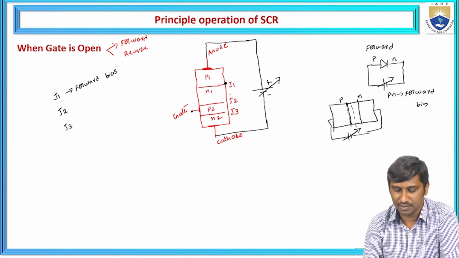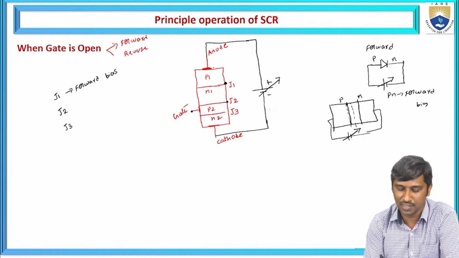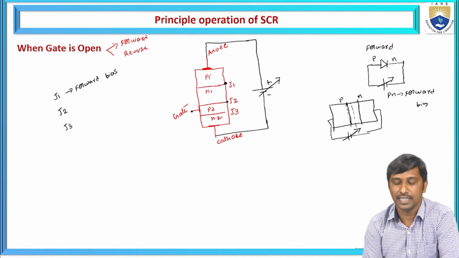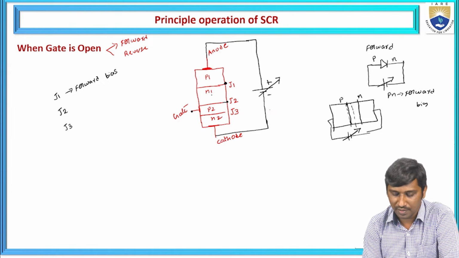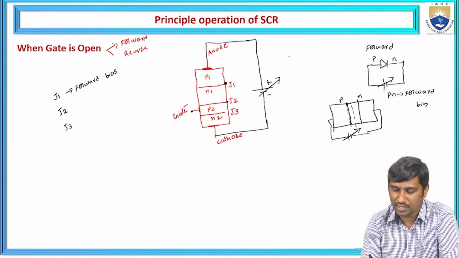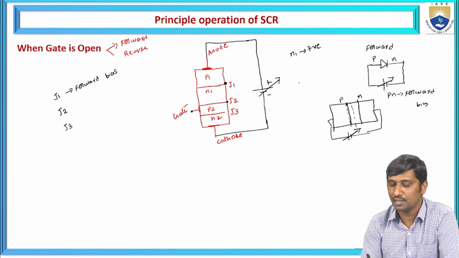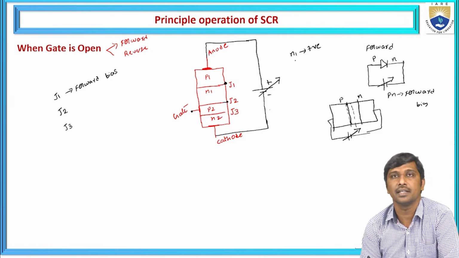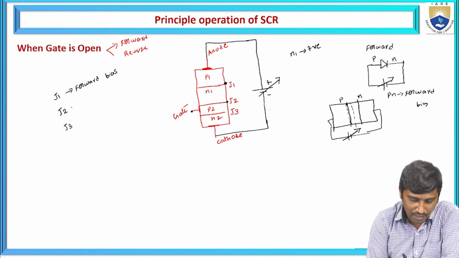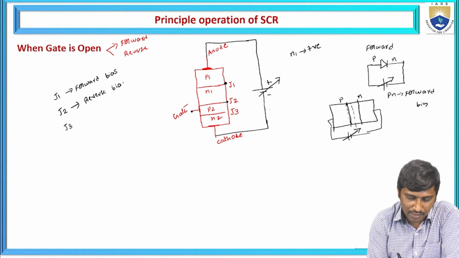If you consider J2, this is N1, with respect to this one, higher potential. Always we take the higher potential as the anode compared with the cathode. And for this N1, we are applying the positive pole. So if for N-type material we apply the positive pole of the battery, then we can say that that particular junction acts as a reverse bias. Hence, J2 acts as a reverse bias.